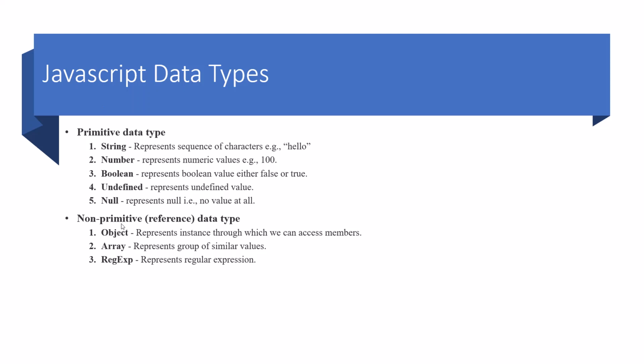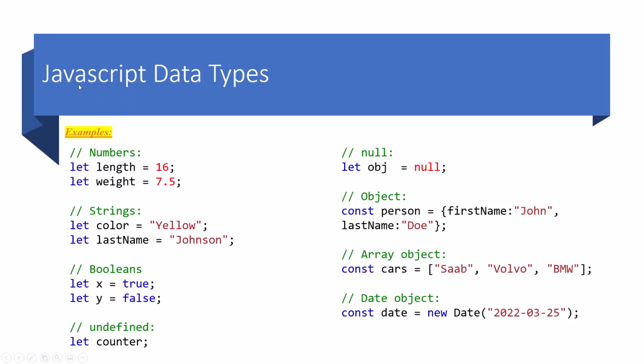And under non-primitive, we have objects, arrays, and regex. Objects represent an instance through which we can access members, array represents a group of similar values, and regex represents regular expressions. So these are the different types of data types JavaScript has. Next we'll see examples for the same.